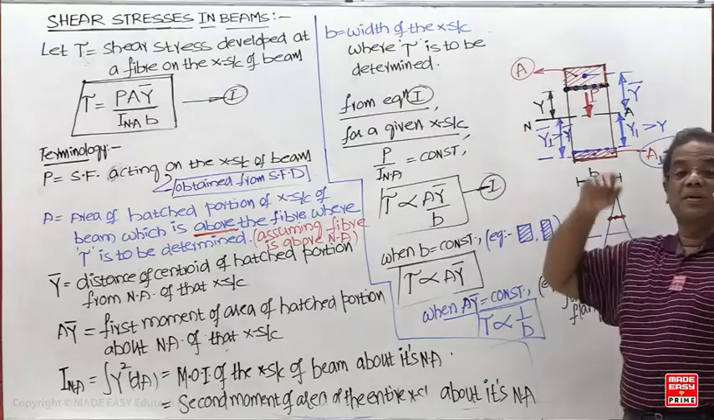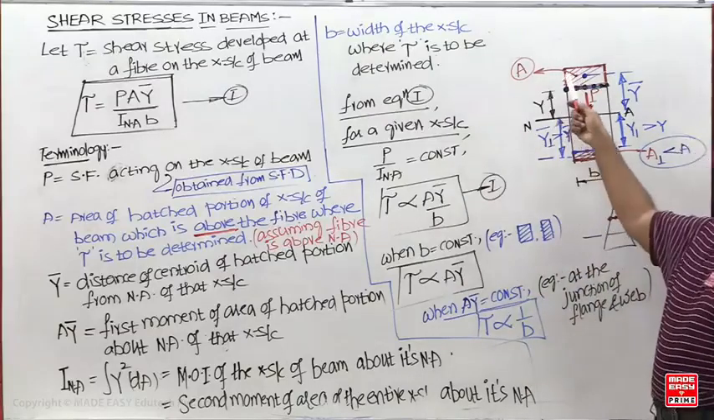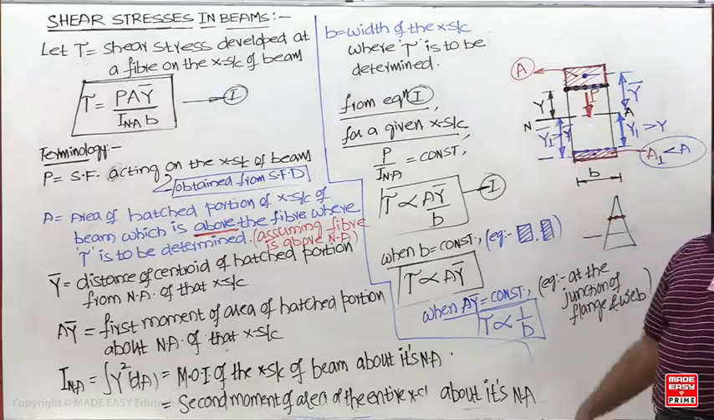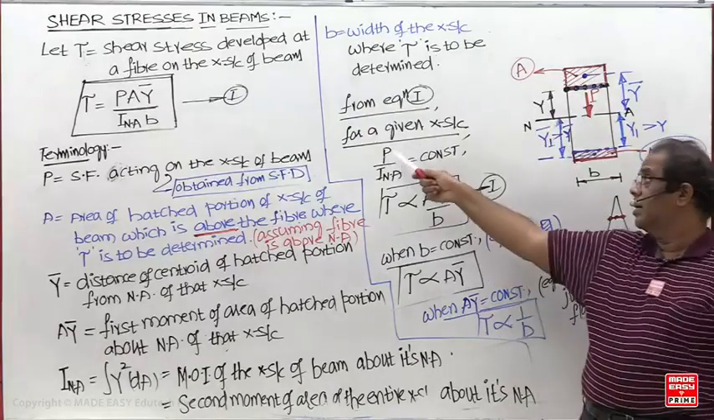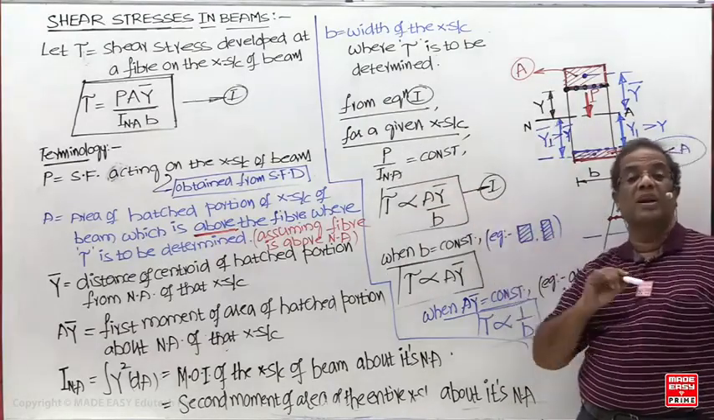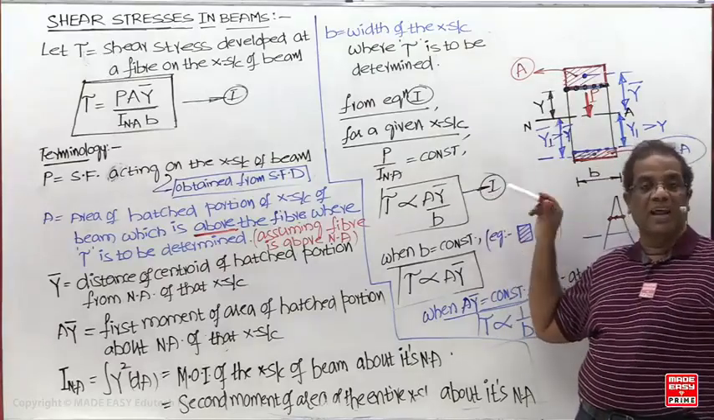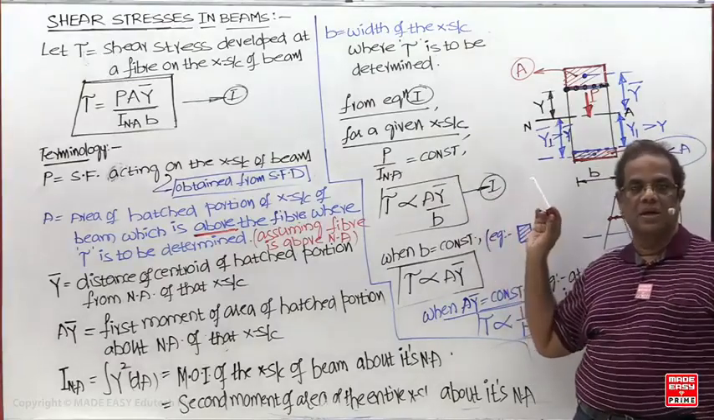So fiber to fiber, which one will change now? Fiber to fiber, area will change, y bar will change, and width will also change. And which one is constant? P is constant, I is constant. Load never will vary on a cross section, and I also will never vary. I is what for the entire cross section?